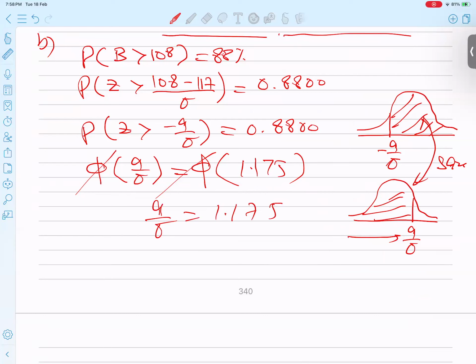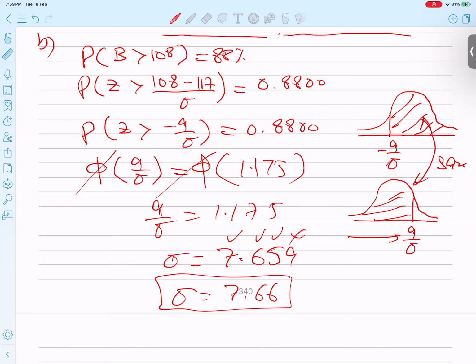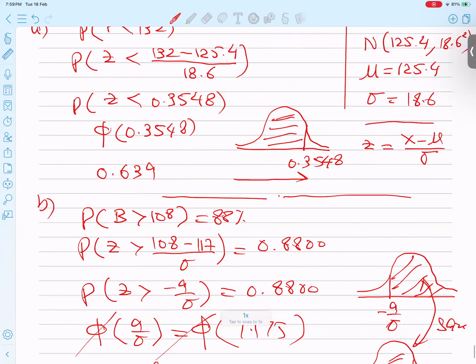So 1.175, divided by, sorry, this is 9 divided by this, and I get my answer as 7.659, but I need 3 SF, so it becomes 7.66. That is our final answer. So let's talk about the last part.